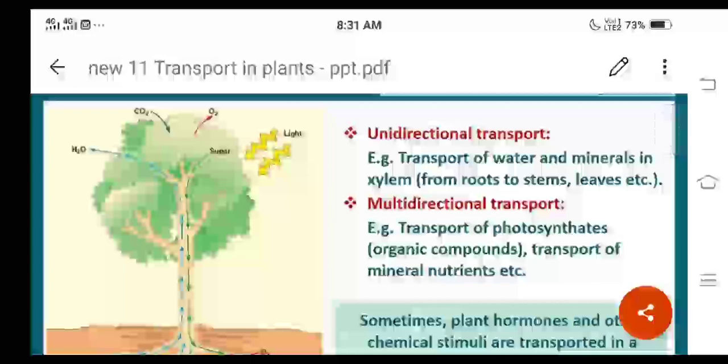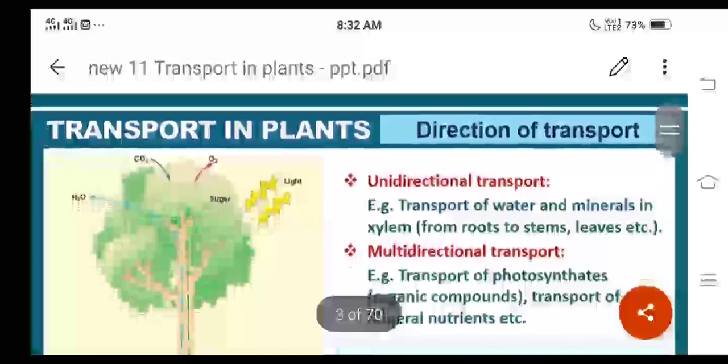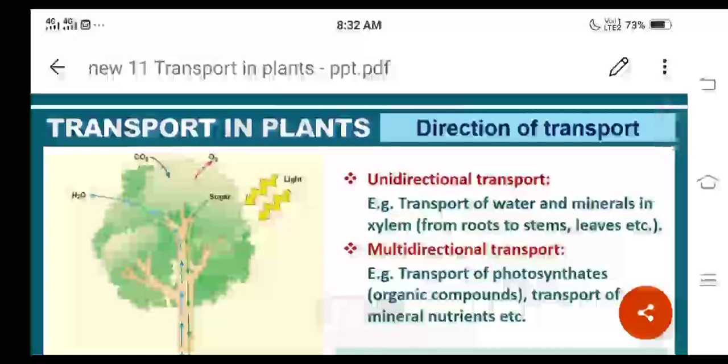Another type is multi-directional transport, for example, the transport of photosynthates or organic compounds. This means the food which is produced in the leaves. Transport of photosynthates is nothing but the food only, or we can call it organic compounds. Then the transport of mineral nutrients will also show multi-directional transport. So what we can understand now is that the direction of transport involves two important methods.